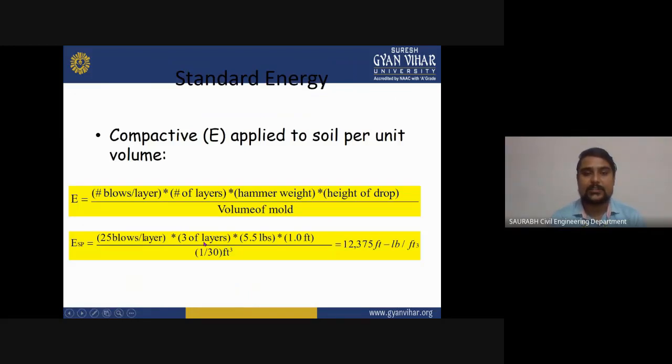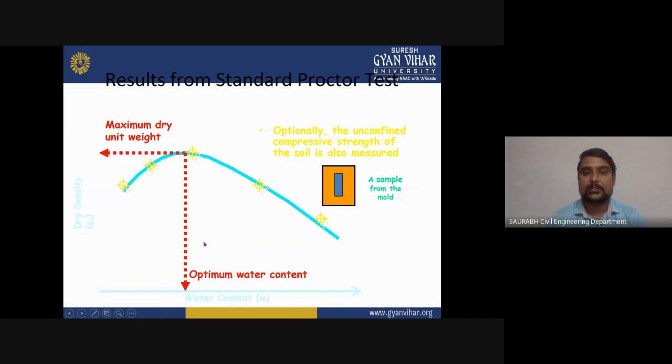Now, what is the standard energy? Standard energy is also a factor which is involved in the compaction of a soil. Compactive energy applied to the soil per unit volume will be equal to blows per layer, number of layers, hammer weight, into hammer drop, divided by volume of mold. And E will be equal to 25 per layer, into 3 layers, into 5.5 lbs, into 1 foot, and this will be divided by 1/30 cubic feet, and it will be equal to 12,375 foot-lbs per cubic foot.